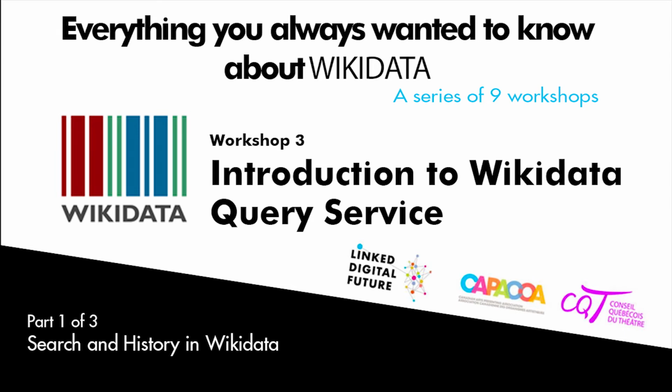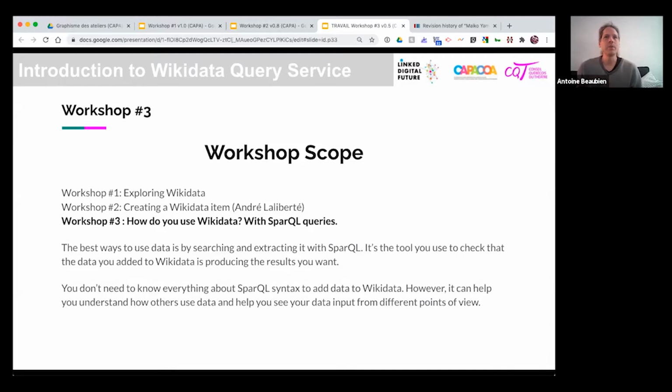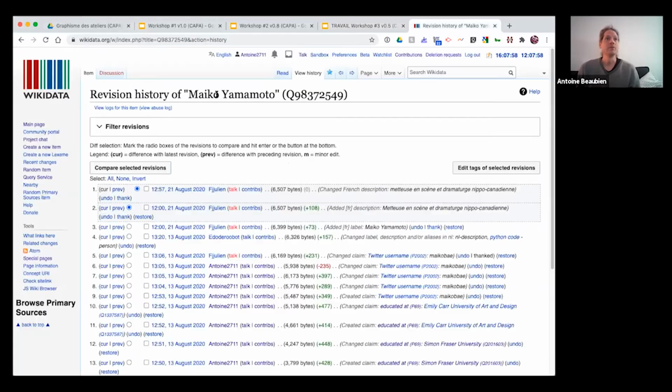This is workshop number 3. I'm going to explain a bit the scope of the workshop, because the first workshop was actually about exploring Wikidata. What can, in general, we see and do with Wikidata? The second workshop was around how to create a Wikidata item. In our case, we created the Wikidata item for Maiko Yamamoto.